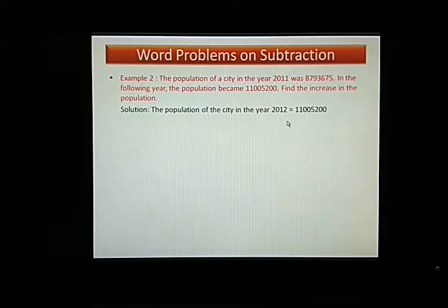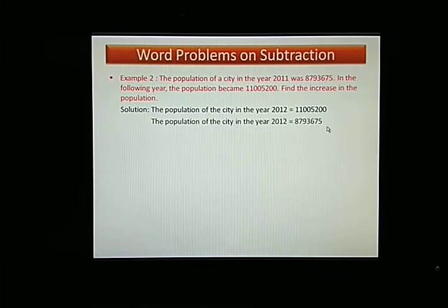So first of all, we will write as usual what is given. In 2012 the population was this much. Now you might be thinking why we have written 2012 first, because for subtraction we can only subtract a smaller number from a greater number. So the greater number is this. So we have written this first, that in the year 2012 this much is the population.